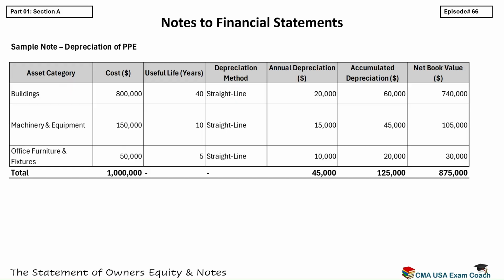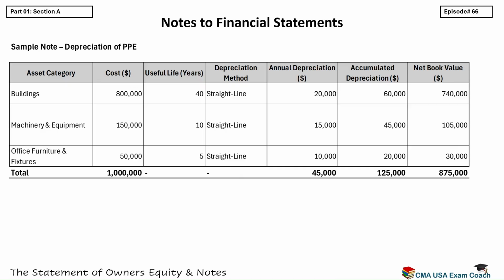The depreciation method column shows that the company uses the straight line method, which means the cost is spread evenly over the useful life. The annual depreciation column shows the expense that goes on the income statement each year. For example, the building's $800,000 cost divided by 40 years gives $20,000 per year. The accumulated depreciation column shows the total depreciation charged so far. For example, after 3 years, the building has $60,000 in accumulated depreciation.